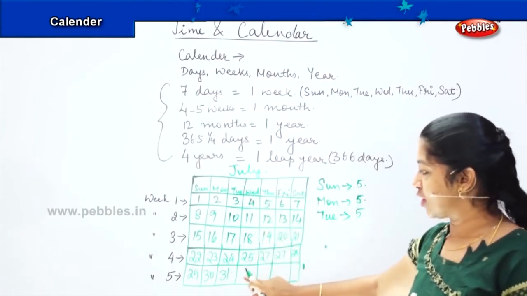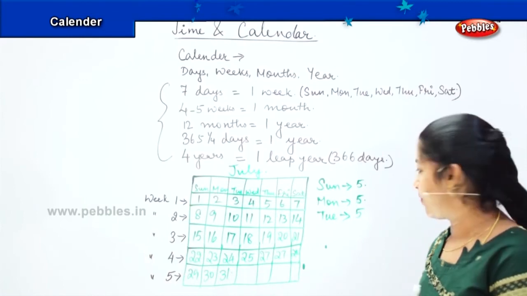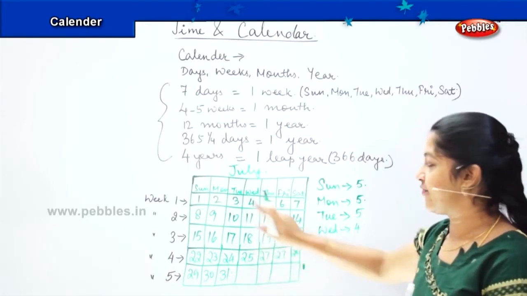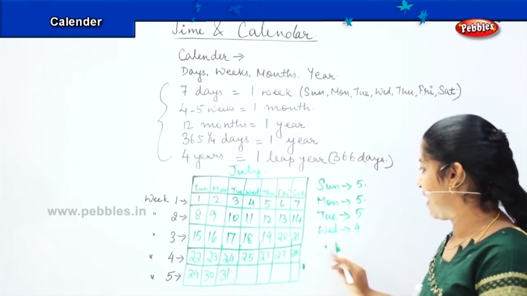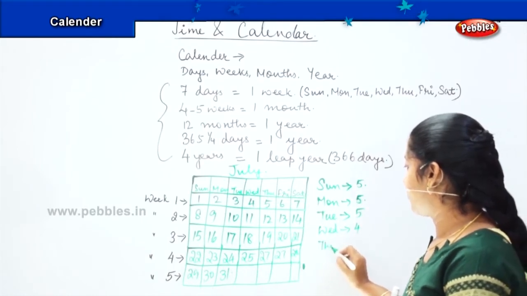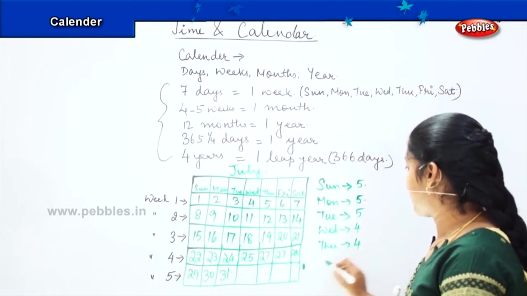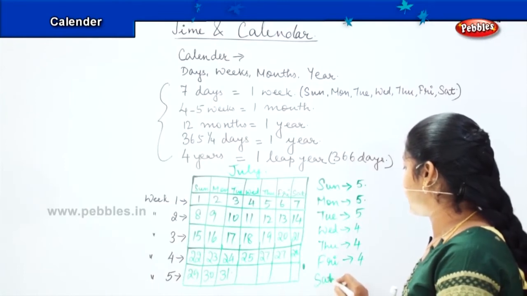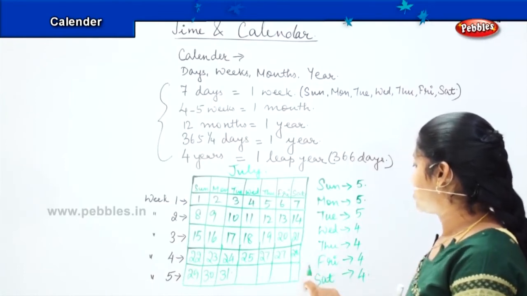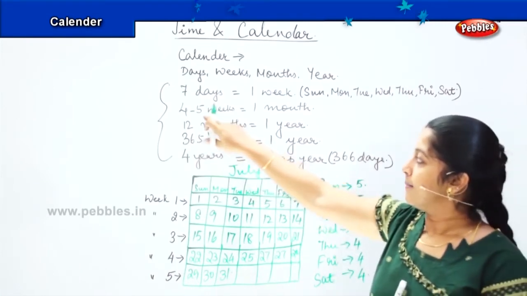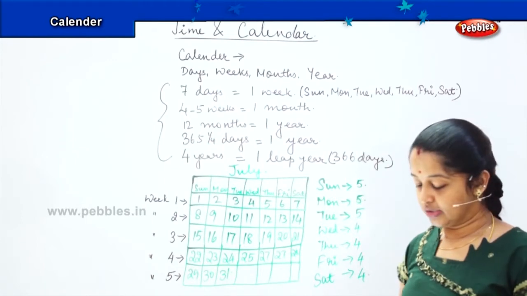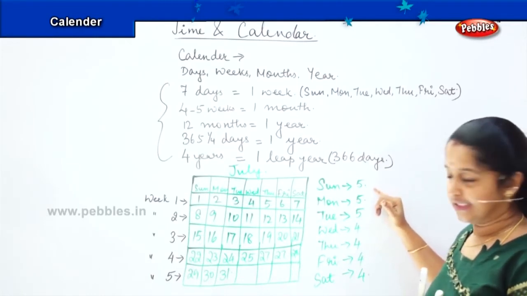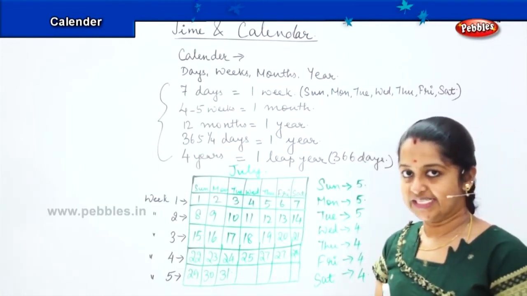Wednesday. 1, 2, 3, 4. But because after 31, the month gets over, right? So I have 4 Wednesdays. The same is the case with Thursday, Friday and Saturday. So I have 4 Thursdays, 4 Fridays and 4 Saturdays. Okay. So that is the reason I have written the number of weeks as 4 or 5, because it will not remain 4 throughout. Some of the days will have 5 weeks and some of the days will have 4 weeks. Is it clear, children?